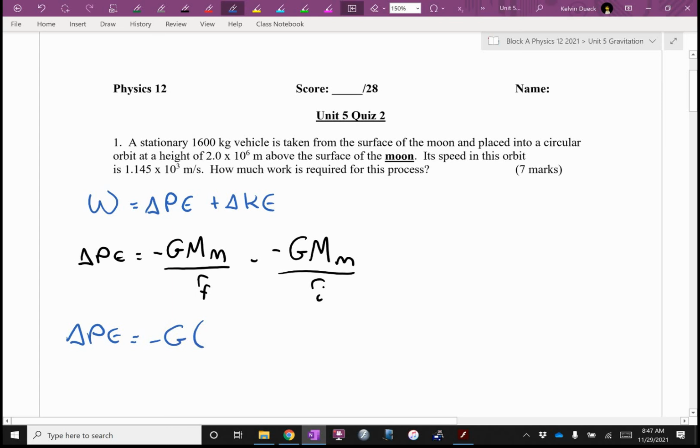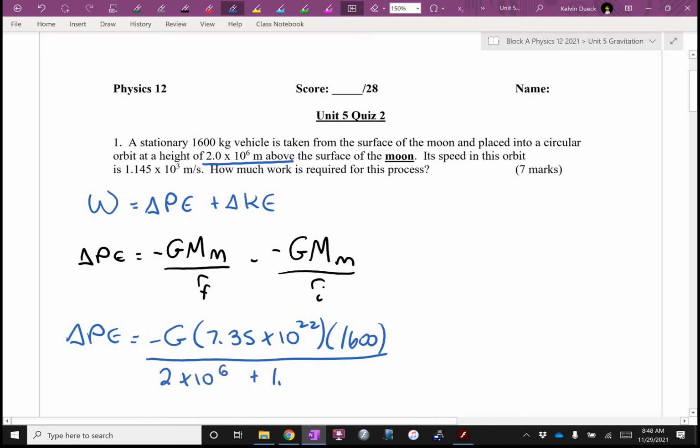7 something, I think. 7.35 times 10 to the 22. Mass of the satellite is 1,600, all over... This is above the surface of the moon, so I'm going to need to add the radius of the moon. So it's going to be 2 times 10 to the 6th plus 1 point something.